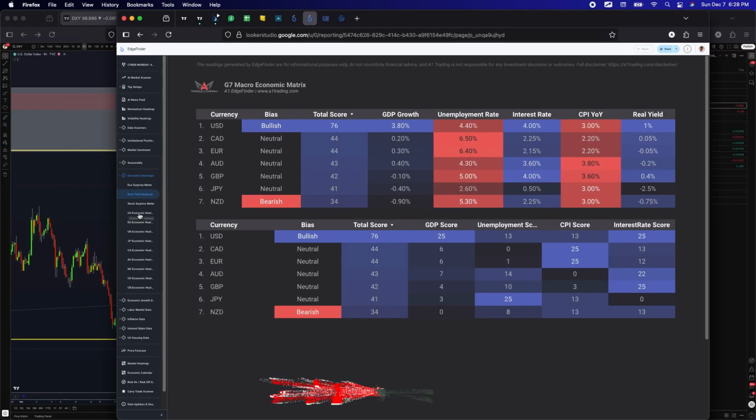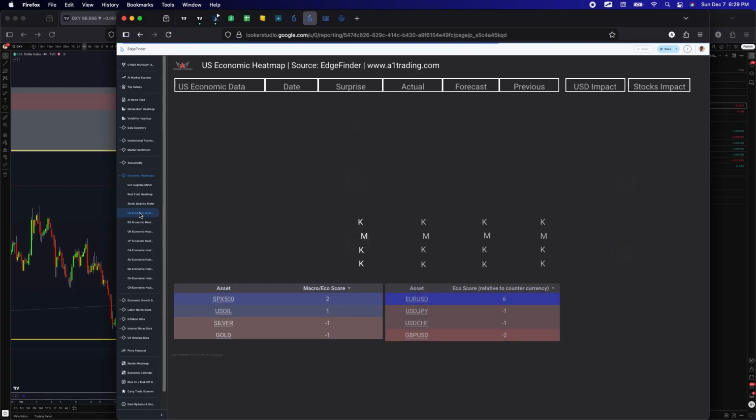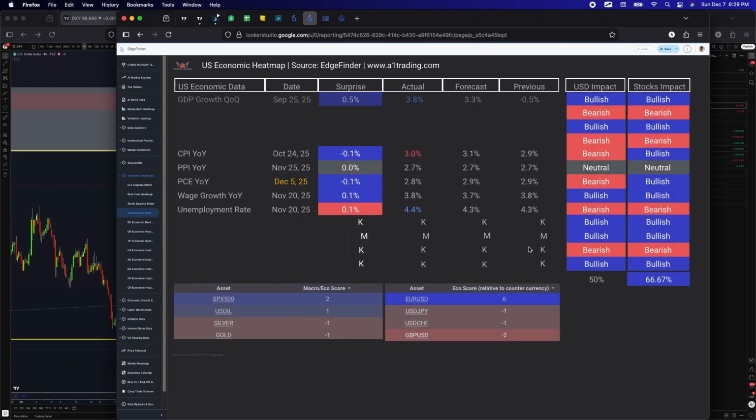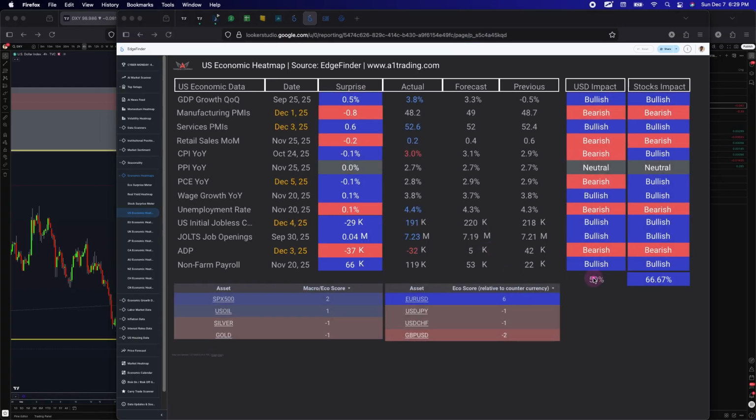So right here on the US economic heat map, we see that the dollar is slightly strong. Economically it's strong, but the currency is on an average of 50%. As you can see right here, December 1st and December 3rd, we got our PMI data, and the manufacturing PMI did not look very good. We've got 48.2, where the market was actually anticipating a robust manufacturing PMI, but we got a whopping negative 0.8. So that was a miss.